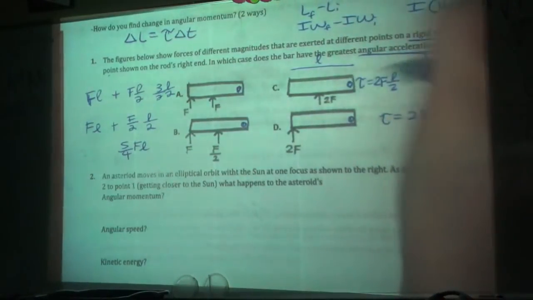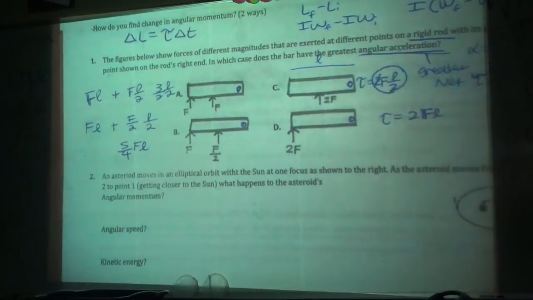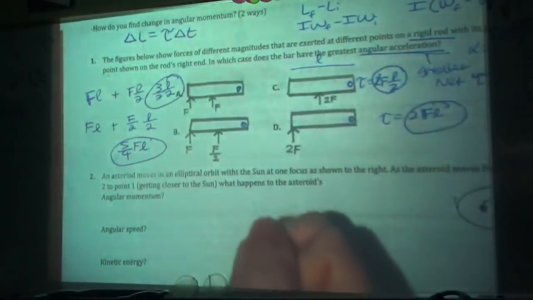So I've got 2F times L over 2, which, I circled this, but the 2s cancel out. It's just FL. This is 2FL. This is 5/4 FL. This is 3/2 FL. So then this is the greatest torque.